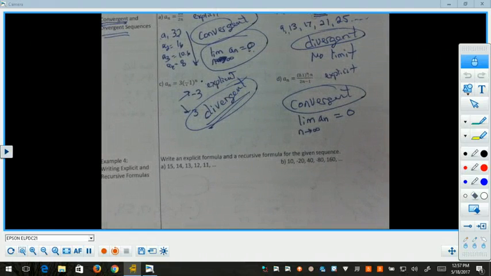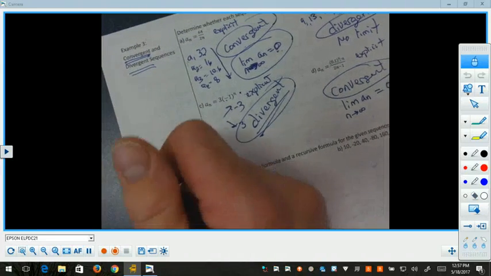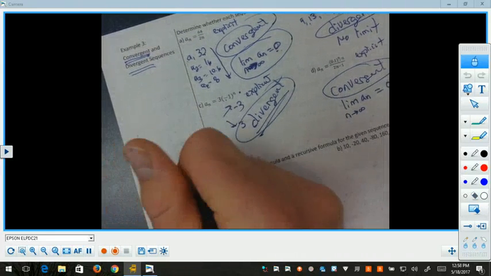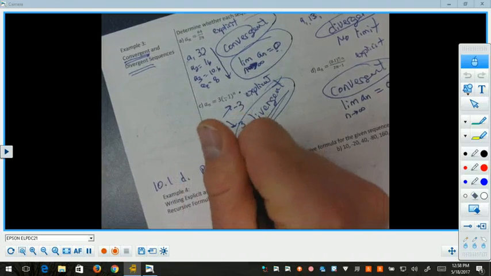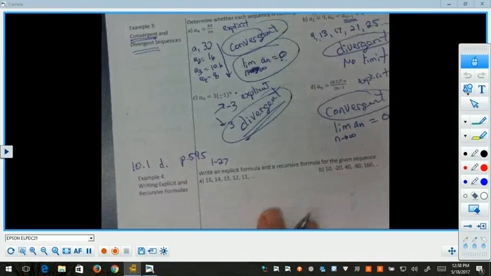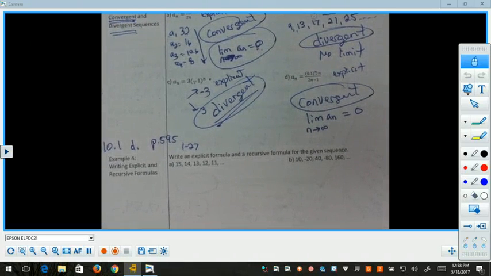Tomorrow, or in the next lesson, we're going to be looking at writing explicit and recursive formulas. So your assignment that goes with day 1 of lesson 10.1 will include page 595, problems 1 through 27. And that is something that will be done along with this lesson.